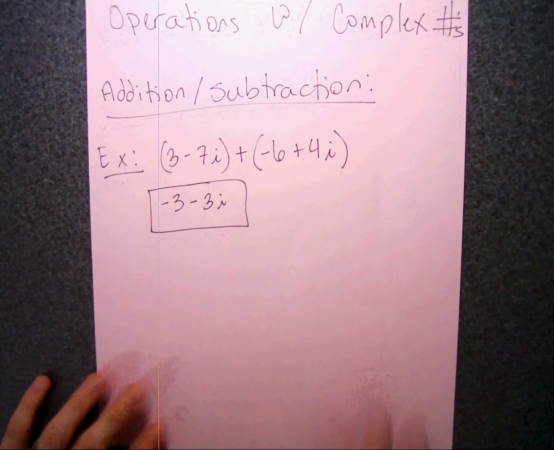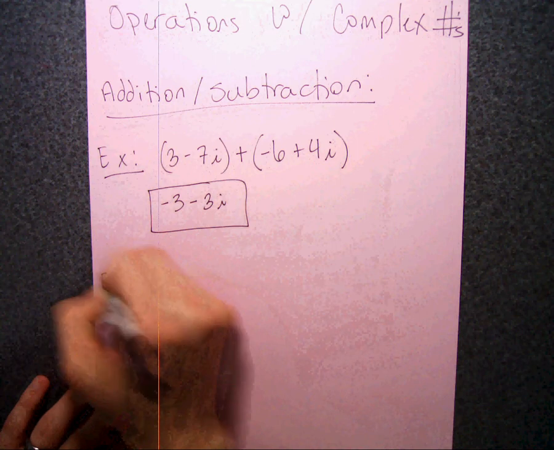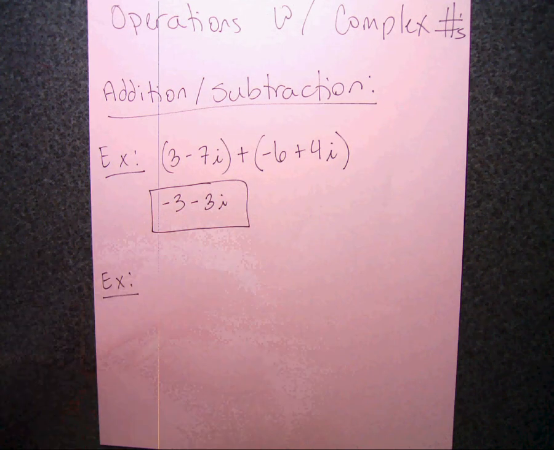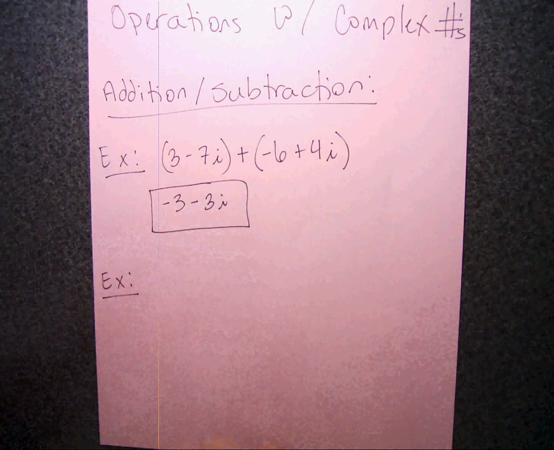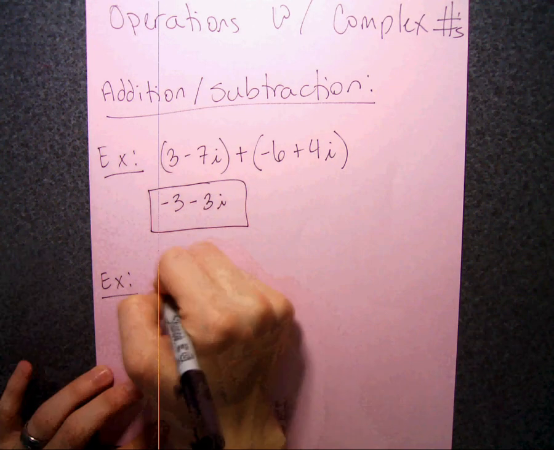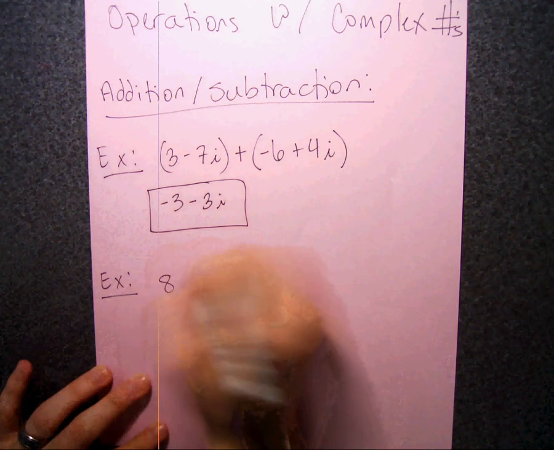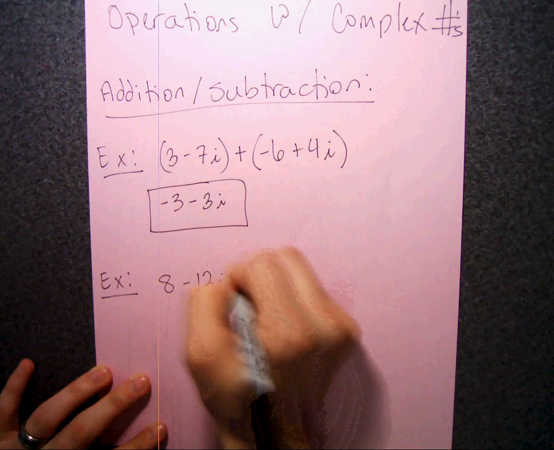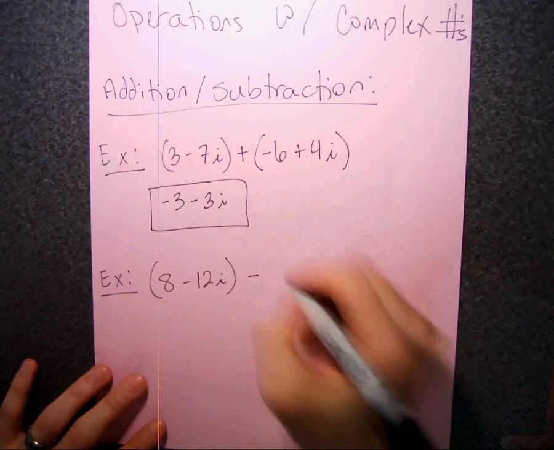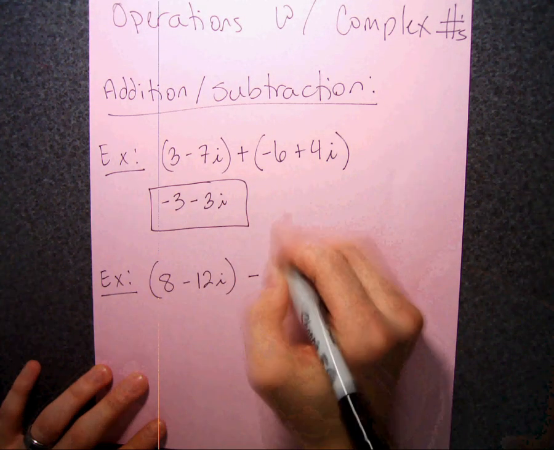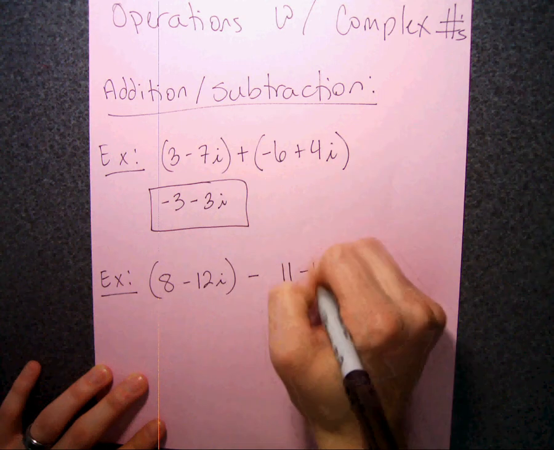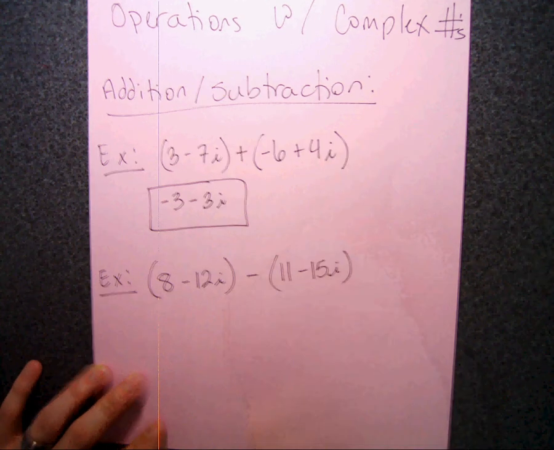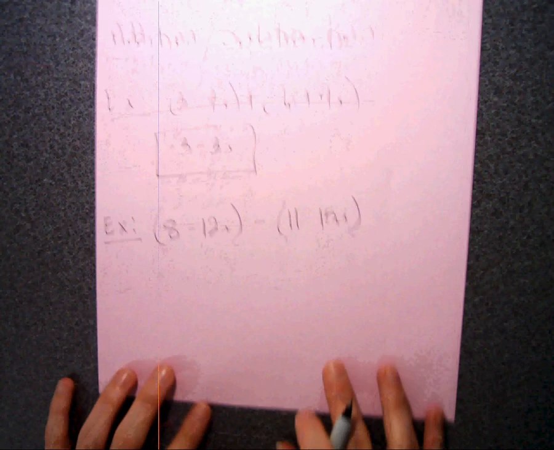We just have to, again, be careful with that minus sign in the middle because it will change signs. So let's say I have 8 minus 12i minus 11 minus 15i. So I want to subtract these two complex numbers, 8 minus 12i minus 11 minus 15i. It's still just combining like terms, but I have to be careful of that minus sign in the middle.